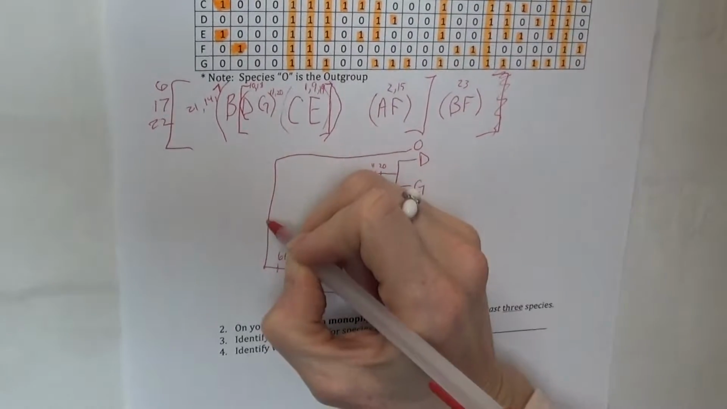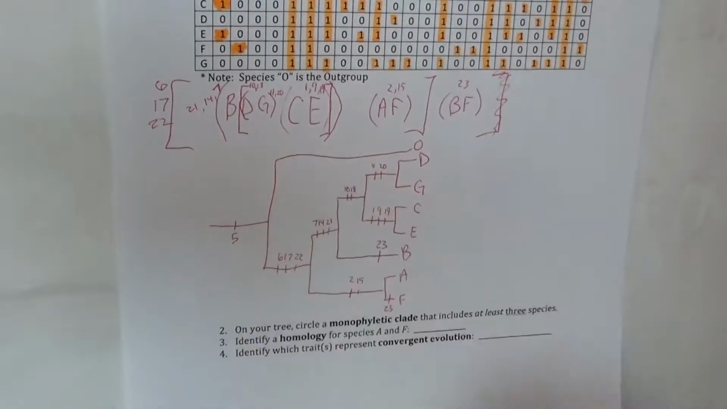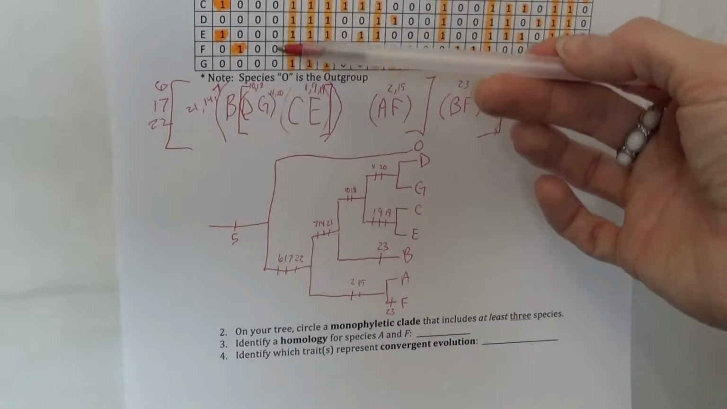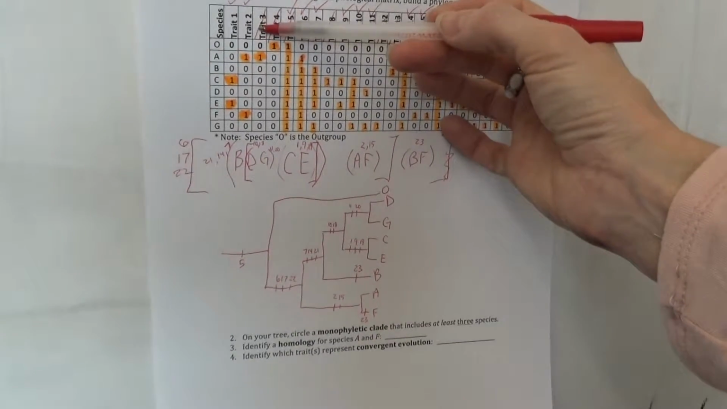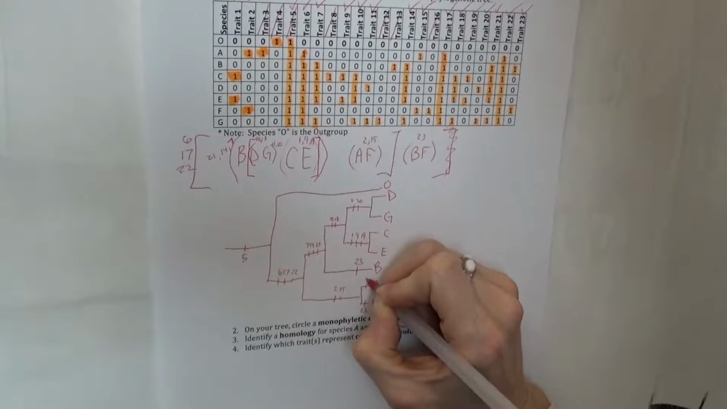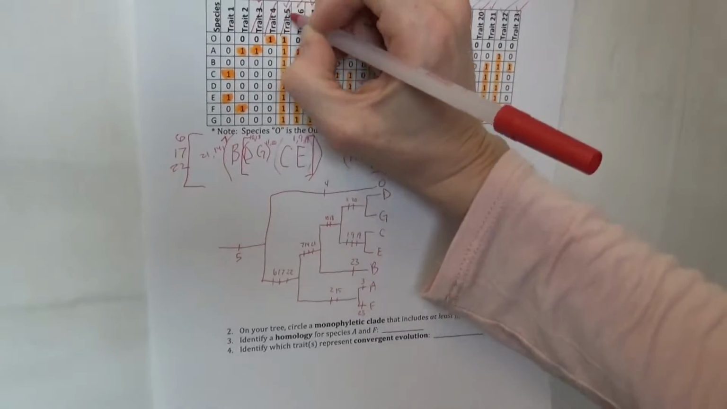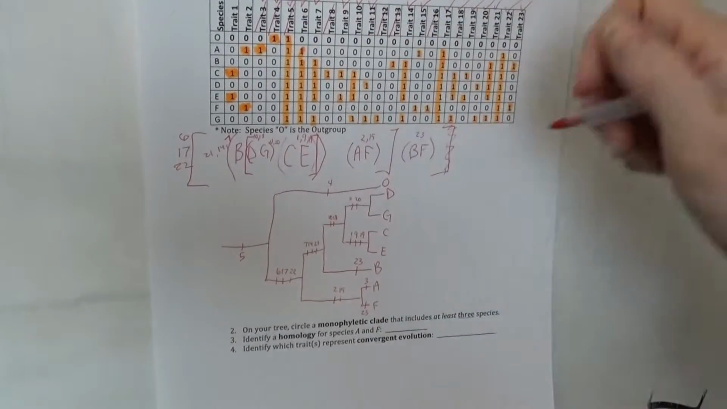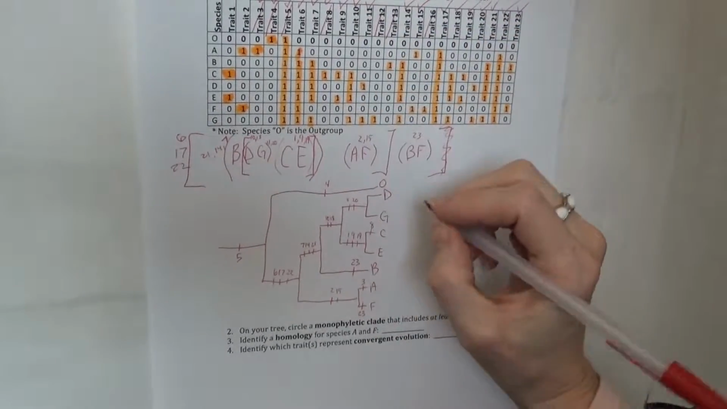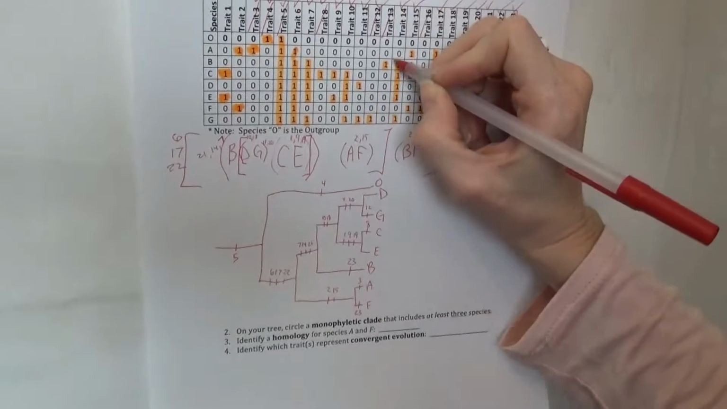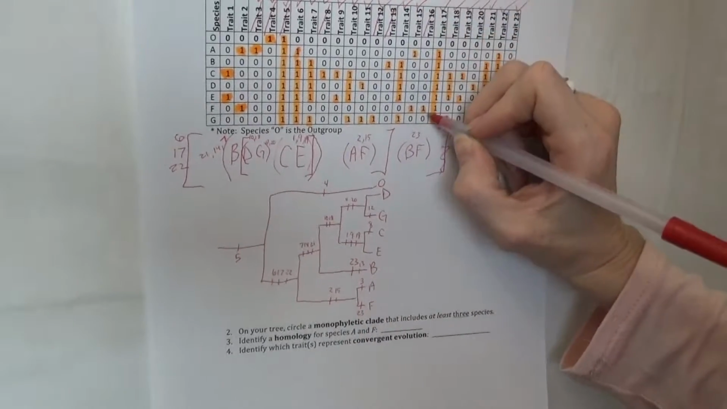And were there any traits that everybody had? Yeah, so trait 5. So let's go ahead and put trait 5 on the tree. And then our uninformative traits, we can go back and look at them. So ones that only had one thing, like trait 3 was only in A, so we can put it only in A. Trait 4 was only in the out group. Trait 8 was only in C. Trait 12 was only in G. Trait 13 was only in B. Trait 16 was only in F.